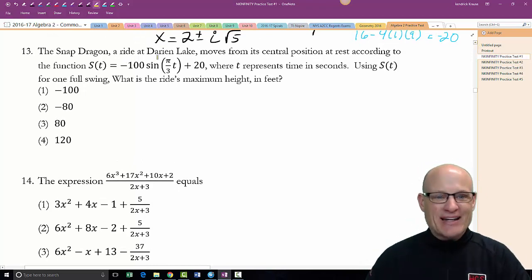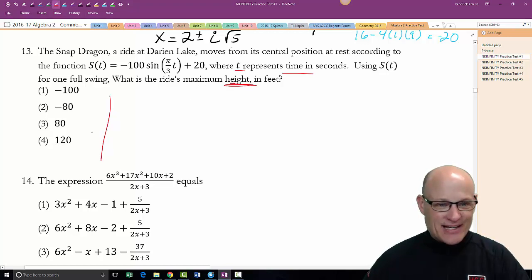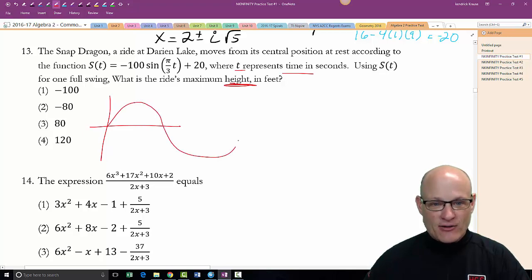So anyway, Snapdragon ride at the Darien Lake, that's a local park around here for those of you that don't know, moves from its central position at a rest according to this function, where t represents time in seconds. What is the ride's maximum height? Now, remember, kids, a sine curve can go up like this and back down, right? And this is its maximum height here.